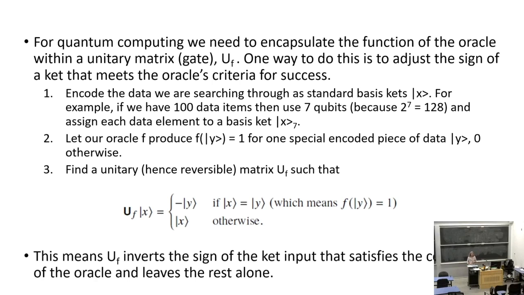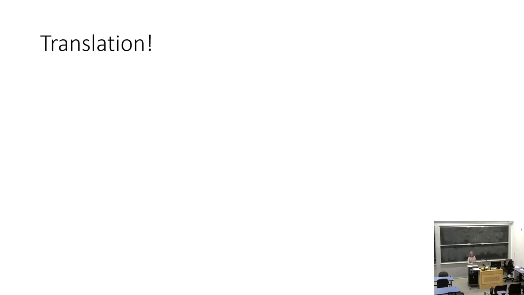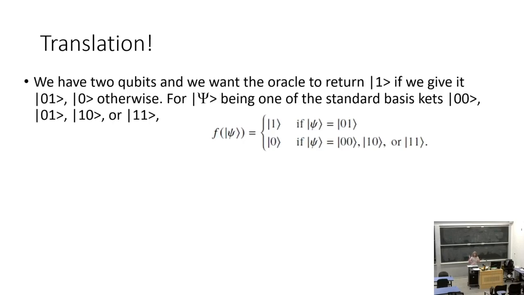All right, so this means that our unitary function inverts the sign of the ket that satisfies the condition of the oracle, and it leaves everything else alone. Okay, so this was maybe straightforward. Maybe you guys are following all this. But let me just break it down a little bit more.